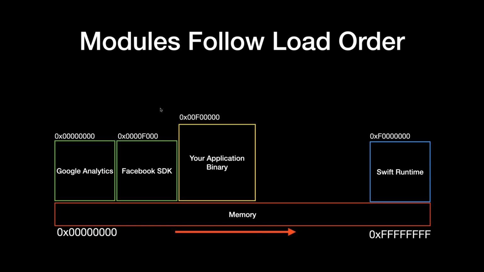Now that we have the dependent modules in memory, we can put your application binary into memory. But again, we need to leave enough room for the other modules. So let's put your application binary at address F and 5 zeros. So now we have your program in memory. Let's look at how it might run.